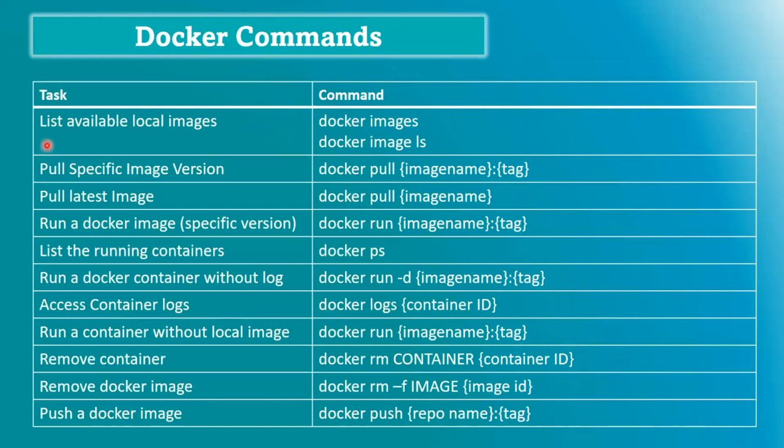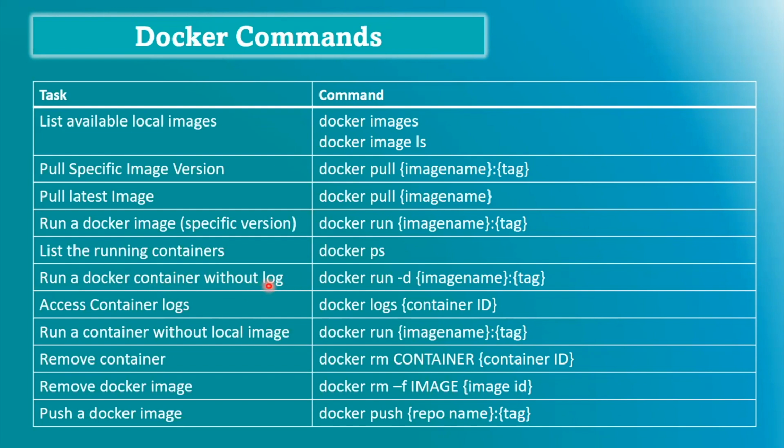In terms of important Docker commands, we have already seen this: list of available local images. We have already used both of these. Then, to pull a specific image version, we have already seen pull latest image. We have already done the demo. Run a Docker image with a specific version, we have already completed. List the running containers, docker ps. Multiple times we have executed this command. Run a Docker container without a tag, that means you are running the latest one.